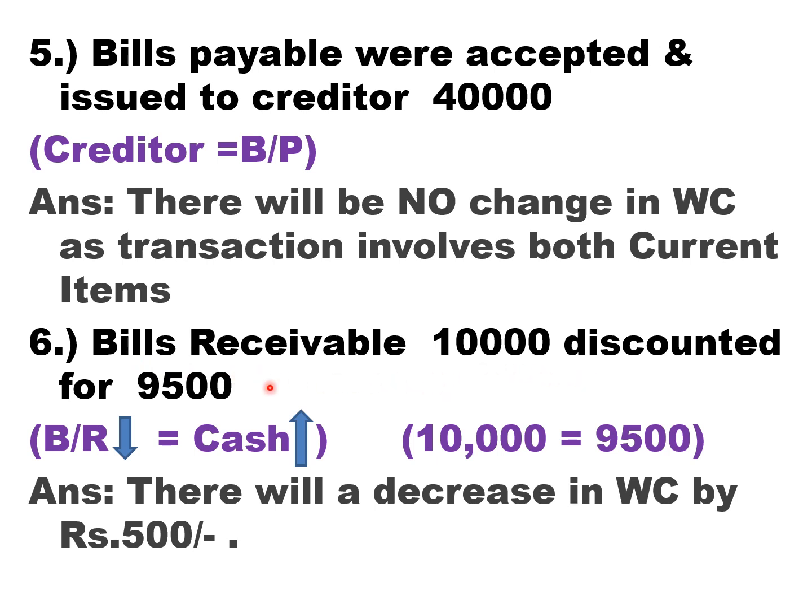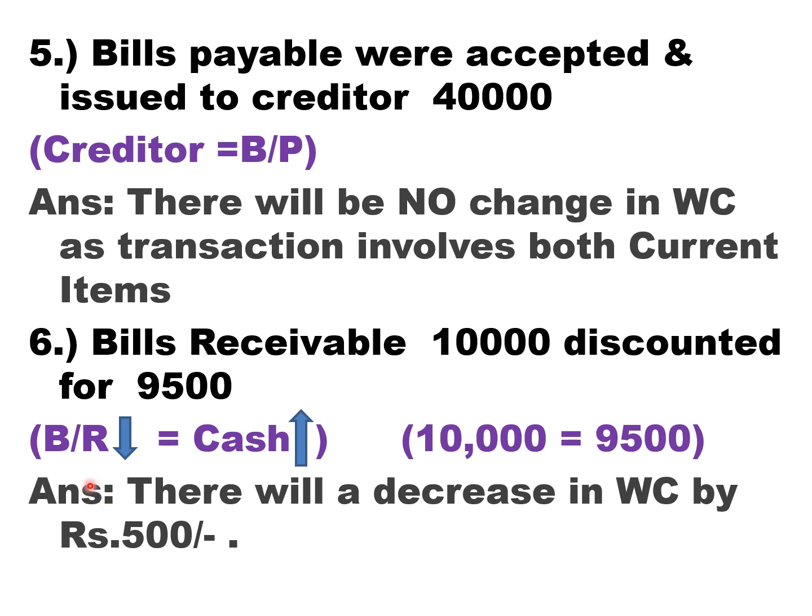Bills receivable of 10,000 discounted for rupees 9,500. So BR of 10,000 is pledged with the bank and cash received is 9,500. The 500 rupees is called discount. That is an expense to the business. 10,000 BR goes, 9,500 cash comes. So there is a decrease in BR of 10,000 and an increase in cash of rupees 9,500.